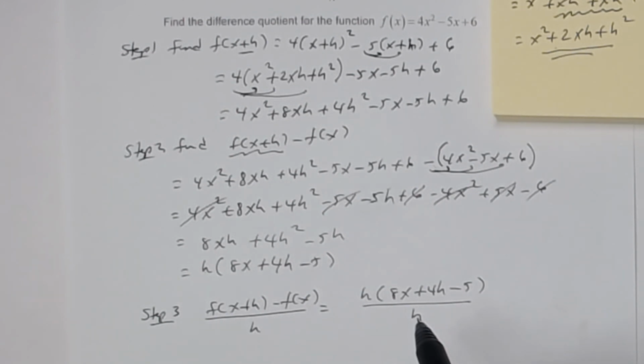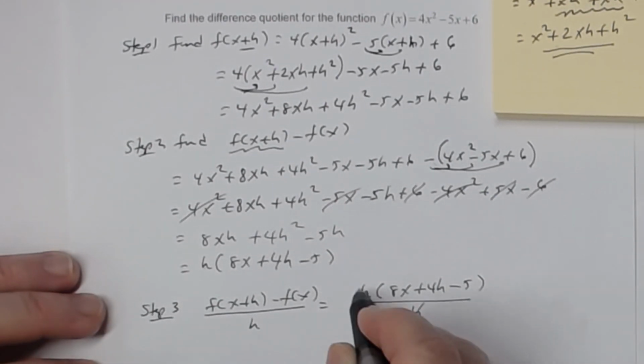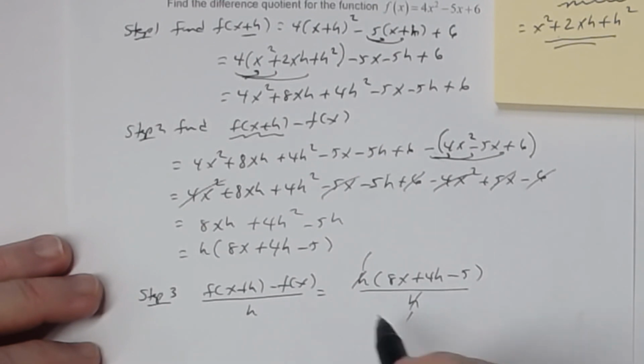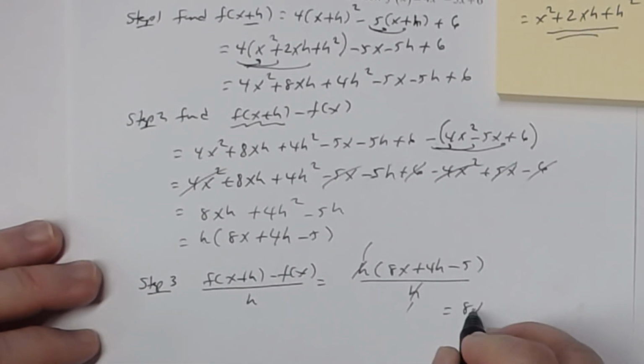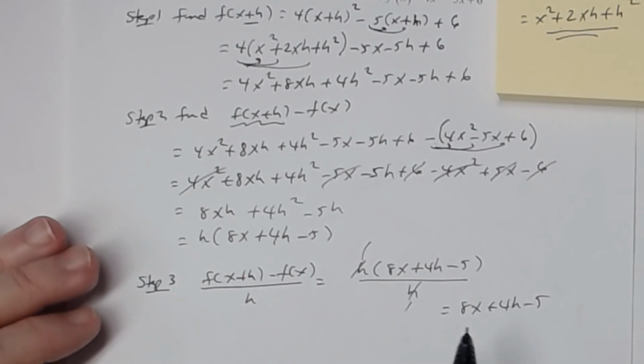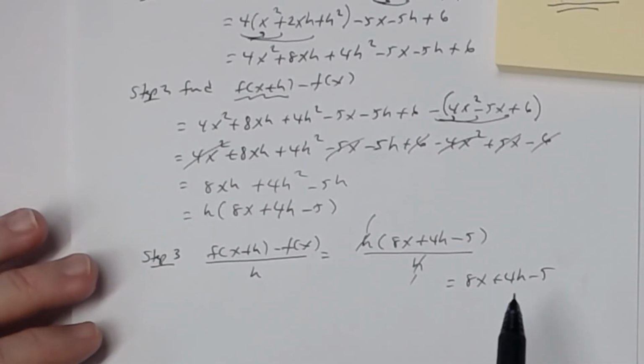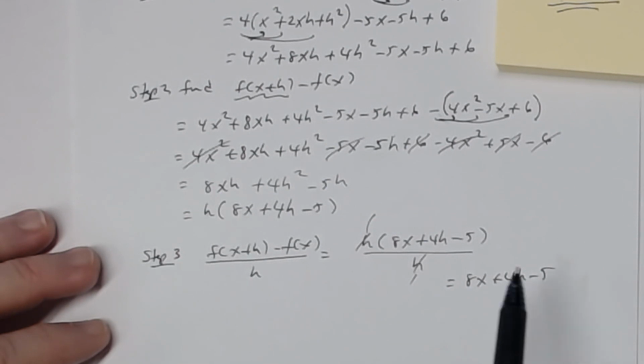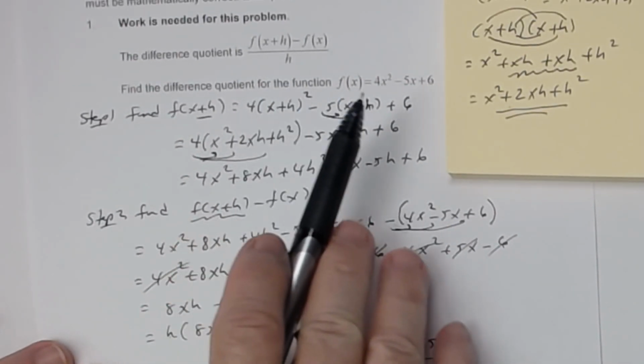Some of you are not showing enough work, so I don't know where you're getting some of these expressions without me having to ask you, which I'm not going to do. All right, so make sure you do this. You reduce, and then you get 8x plus 4h minus 5. And so that's the difference quotient. Now next semester, when you take some form of calculus, you're going to delve more into what this difference quotient means.